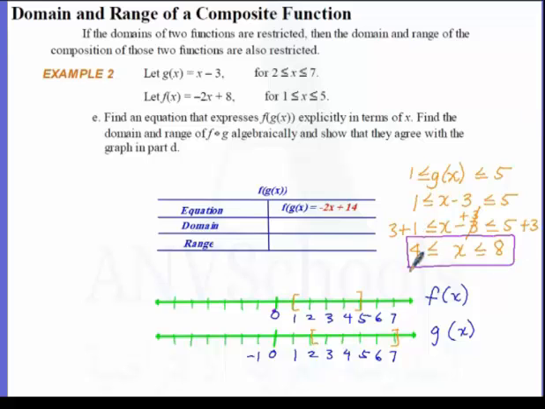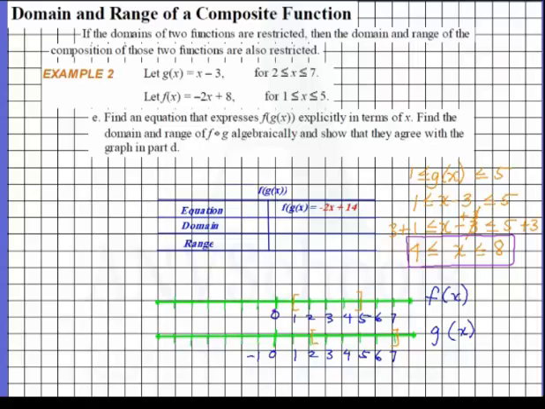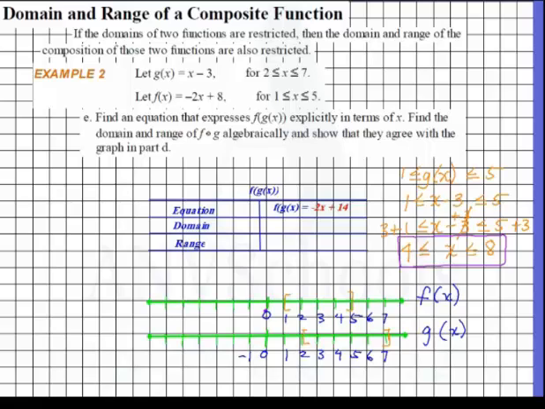Now, what do we do with this domain restriction? We're also going to graph it on a real number line, following the same approach as with our given real number line graphs.